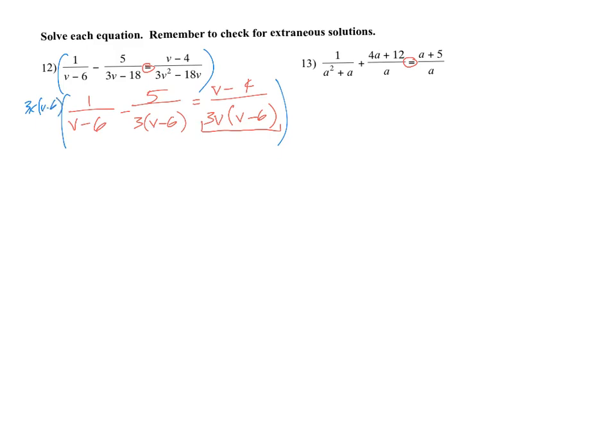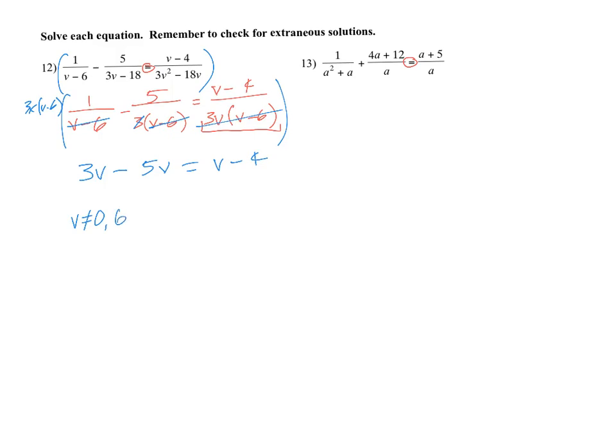So 3v times v minus 6 on this first one. The v minus 6 cancels out, so we're just getting 3v in the numerator. The denominator is gone. Minus, in this one the 3 and the v minus 6 cancel out, so we get minus 5v. And then here, the entire denominator cancels out, so we get v minus 4. Any restrictions on the variable? Yes, there are. V can't be equal to 0 or positive 6.